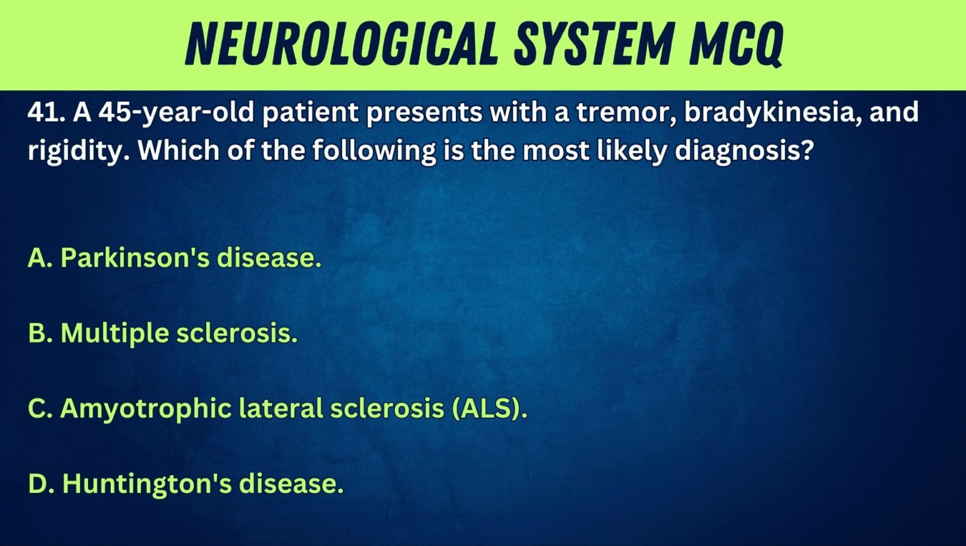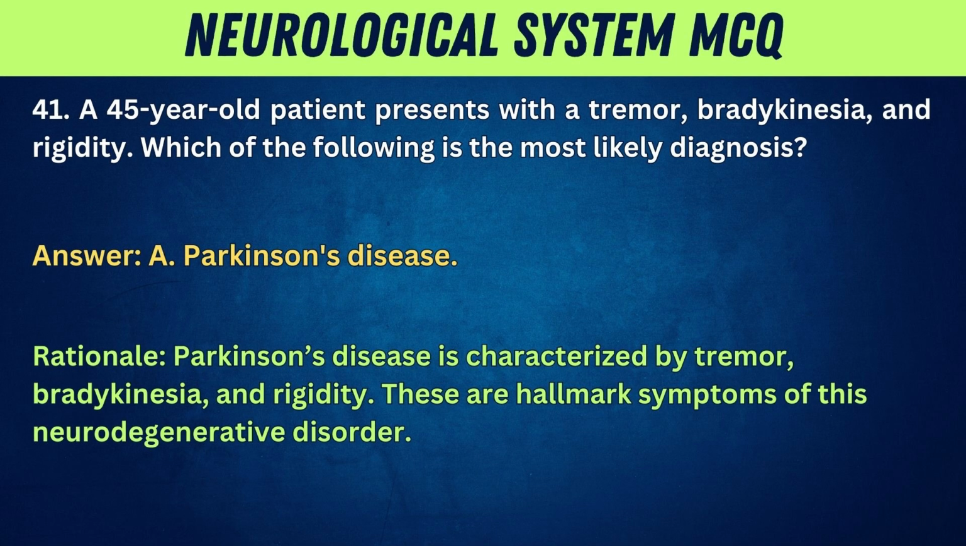41. A 45-year-old patient presents with a tremor, bradykinesia, and rigidity. Which of the following is the most likely diagnosis? A. Parkinson's disease. B. Multiple sclerosis. C. Amyotrophic lateral sclerosis, ALS. D. Huntington's disease. Answer: A. Parkinson's disease. Rationale: Parkinson's disease is characterized by tremor, bradykinesia, and rigidity. These are hallmark symptoms of this neurodegenerative disorder.